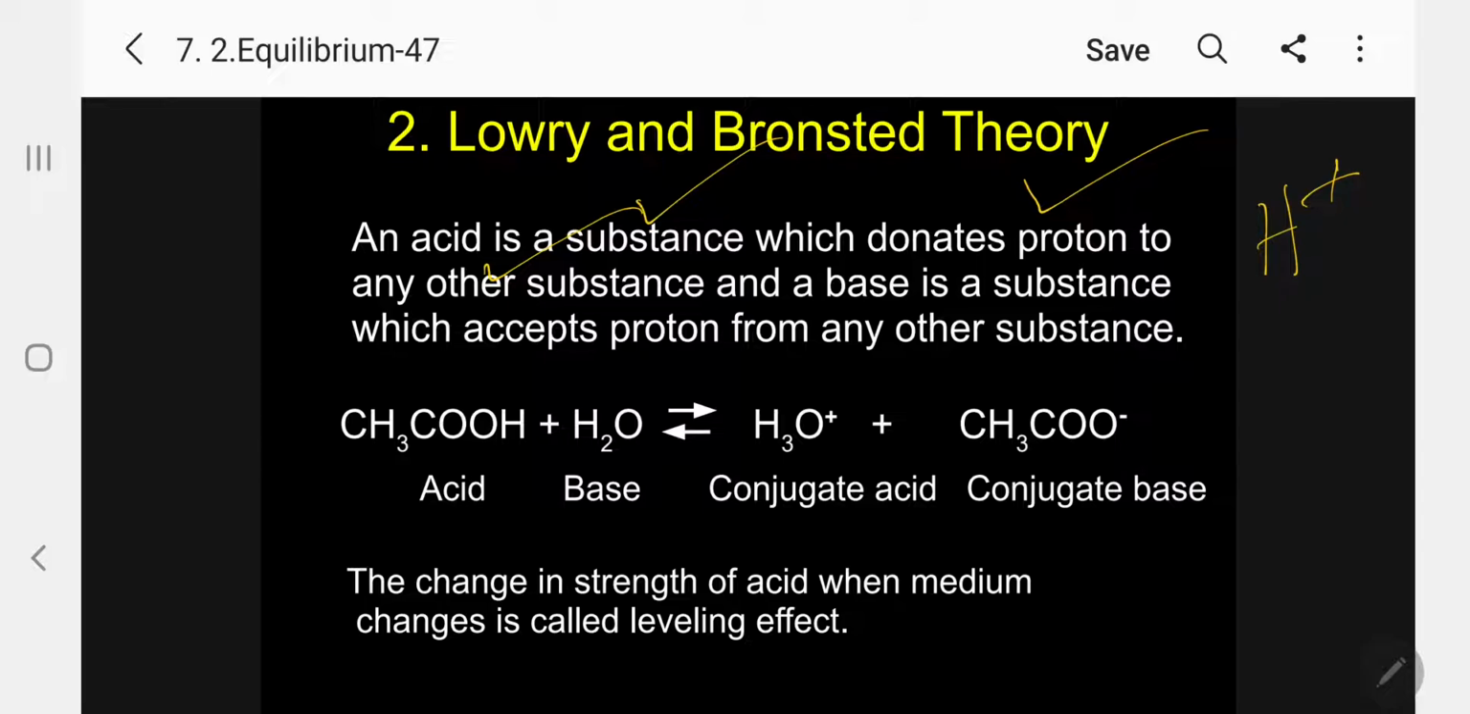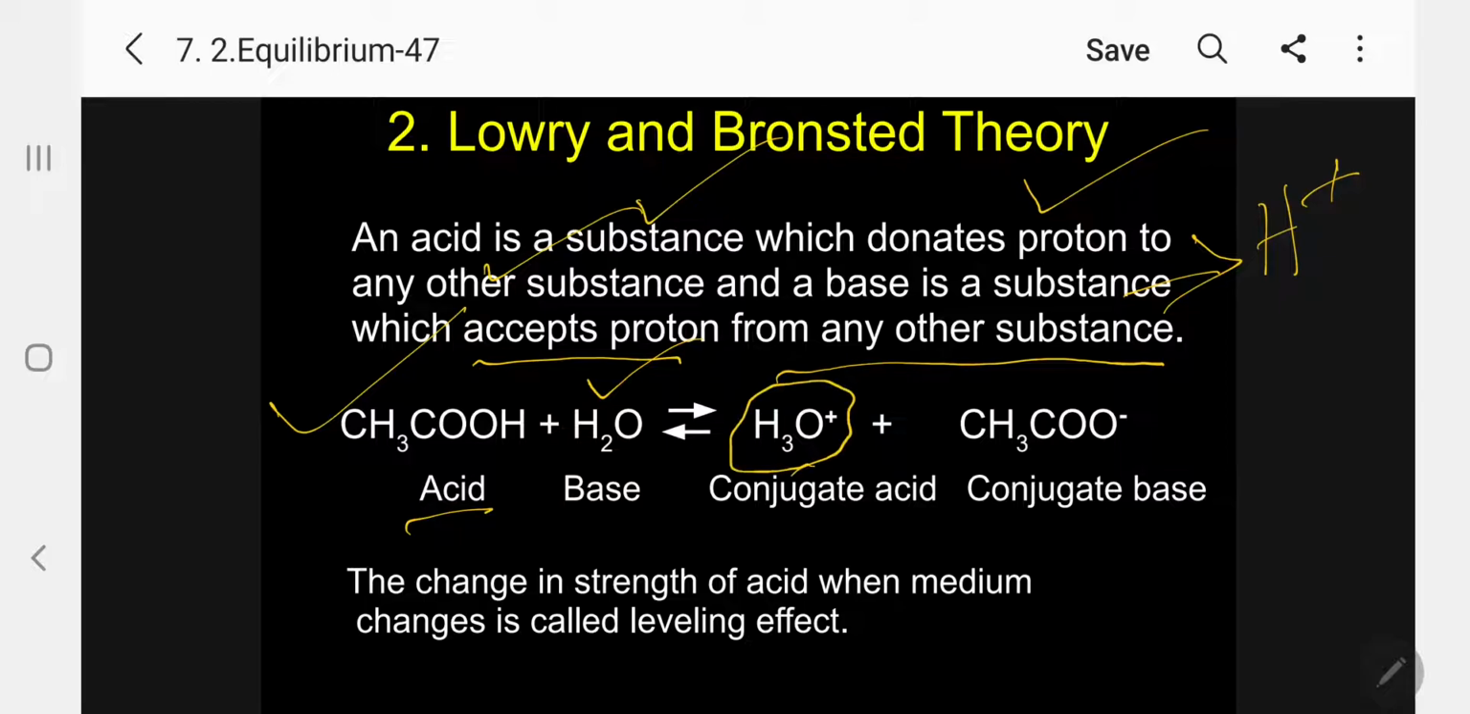And a base is a substance which will accept a proton from any other substance. So this is the donating acid, and this is the accepting base. Let me take an example, acetic acid. When I dissolve it in water, in what way will it ionize? Acetic acid, being an acid, donates H plus, so water is converting into H3O plus. So I am getting the acetate ion, a negative ion, and a positive ion.